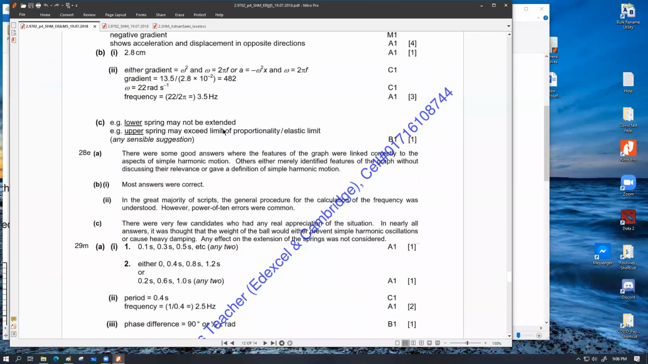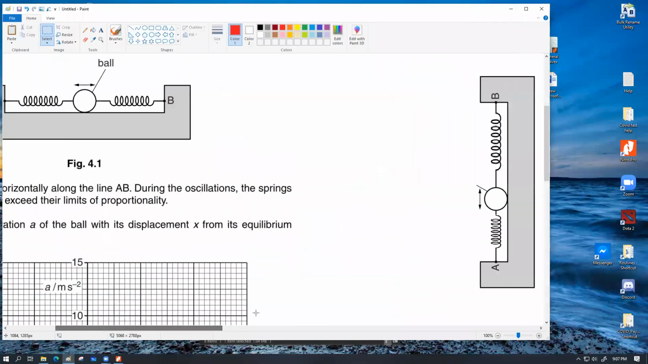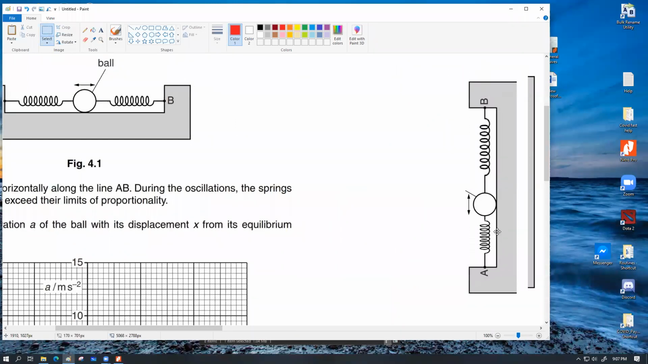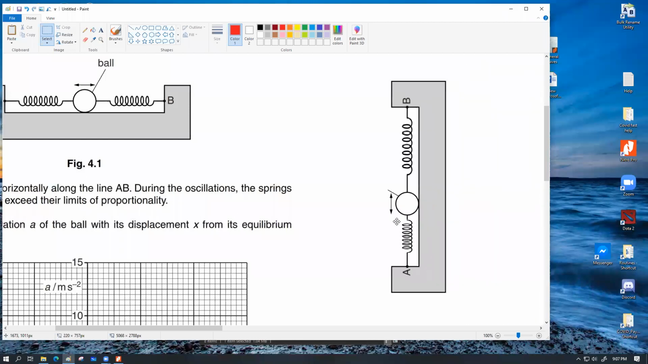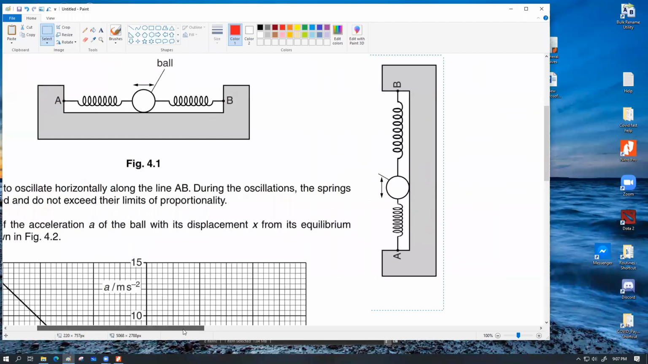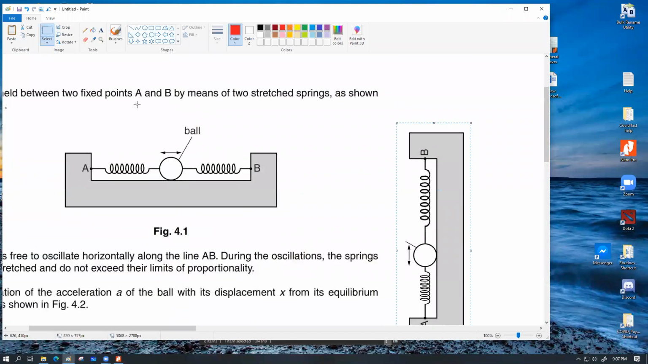I would not appreciate the top information, but I understand the point of the bottom line. This one makes good sense to me. The lower string may not be extended anymore. So what they are meaning is that when the setup was horizontal, both of the springs were at some extended state, as the question said, by means of two stretched springs.